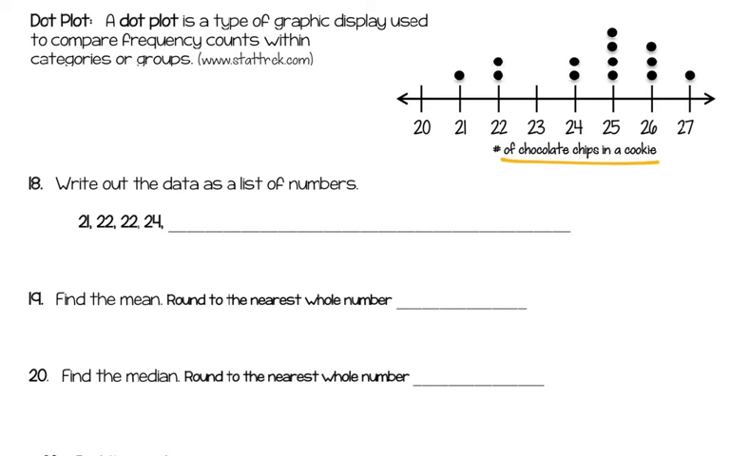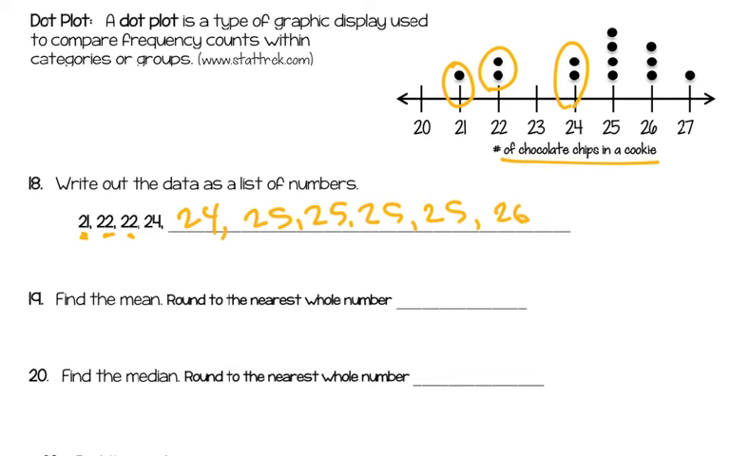So write out a list of data as a list of numbers. I had one cookie that had 21, and then two cookies that had 22. Then I had a 24, and another 24, and then to complete my list, I'm going to have 25, and there are 4 cookies that had 25. Then I'm going to have 3 cookies that had 26, and then 1 cookie that had 27.